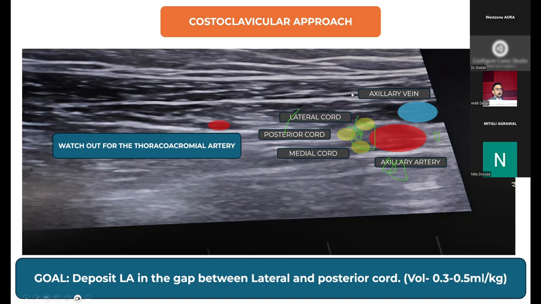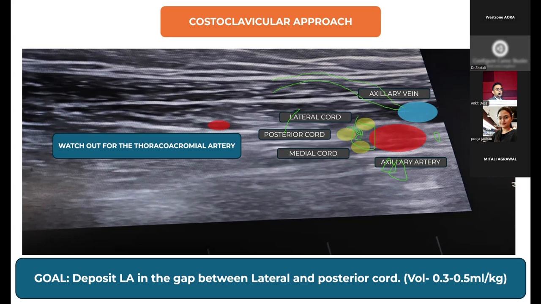If you see the thoracoacromial artery, your probe position is too distal. You should not be doing the block there. Any other vein comes over here? Cephalic vein, sir. So if your probe is too distal, you may see the cephalic vein coming this way.